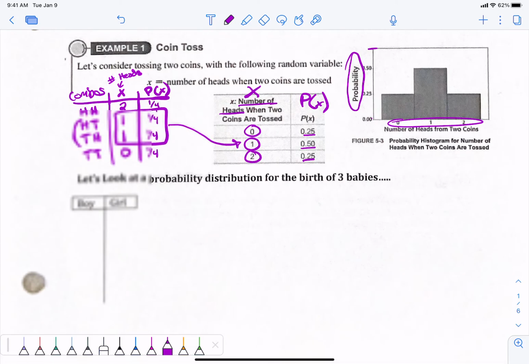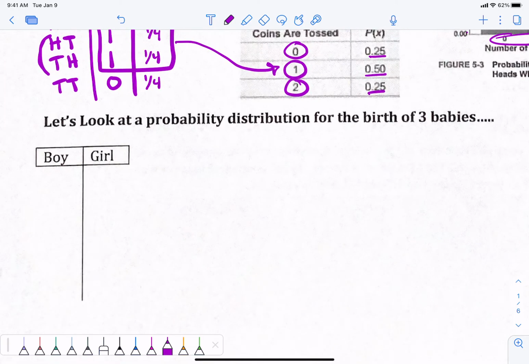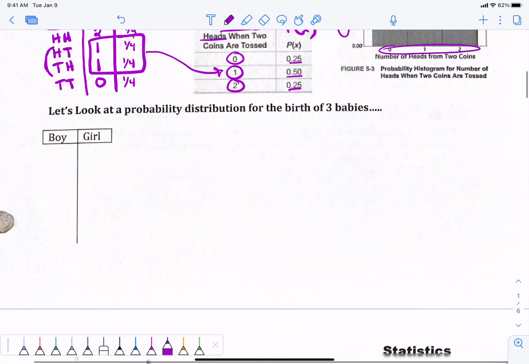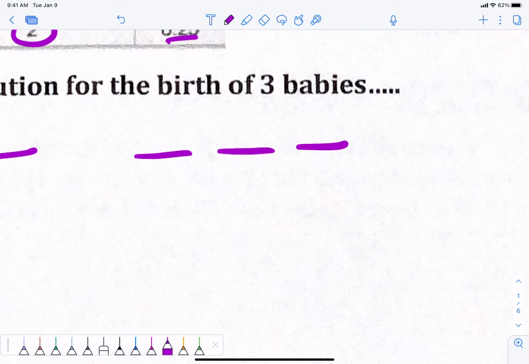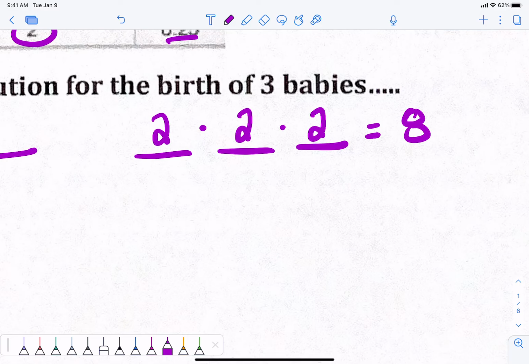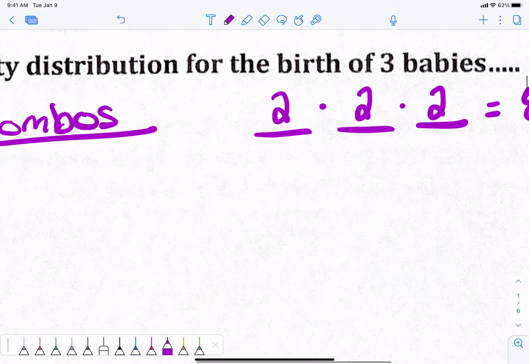All right, so let's make a probability distribution for the birth of 3 babies. Let's list the combinations for 3 babies. How many combos are we going to have? I have 3 babies, 1, 2, 3. The first one could be a boy or girl, that's 2. The second one could be a boy or girl, that's 2. The third one could be a boy or girl, that's 2. So I have 8 total combinations. Ellie said that to begin with. So this list is going to be 8 long.